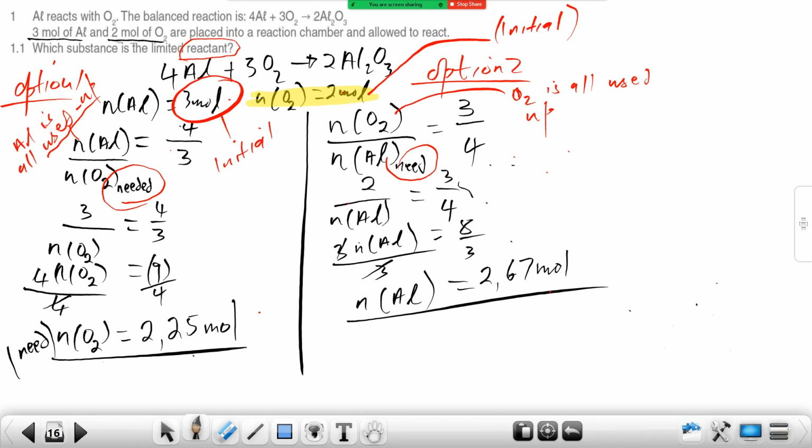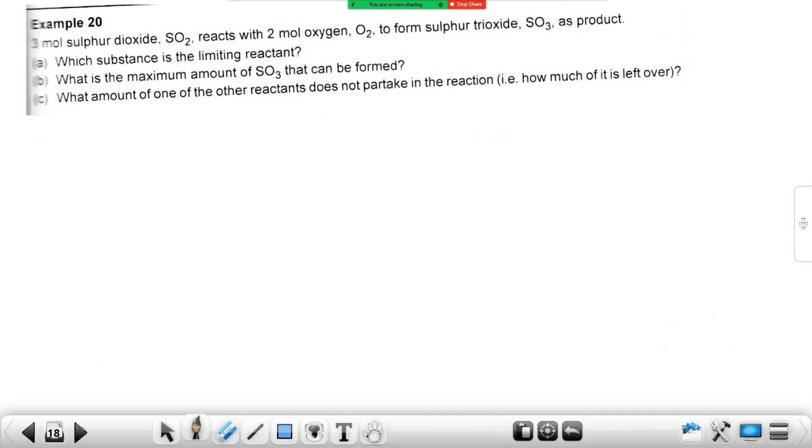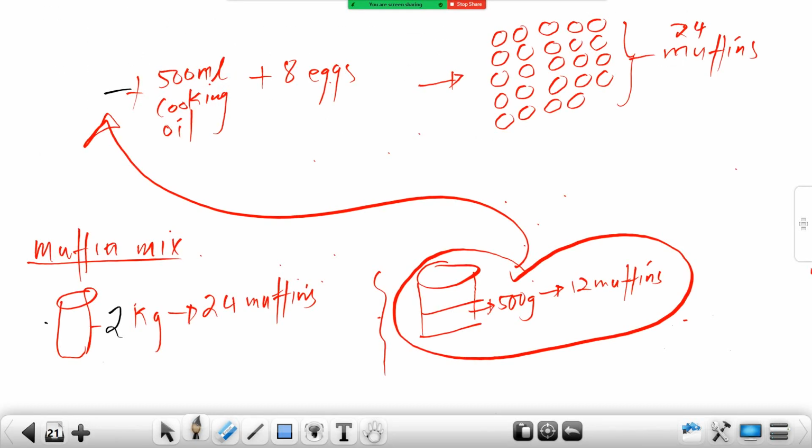But I want to check how much sunflower oil, which is oxygen, do I need? You see? The oxygen that I need to use up all of the aluminium is 2,25. Do I have the 2,25? No, I don't have the 2,25. I only have the 2. Hence the science simply says: what is it that I have?